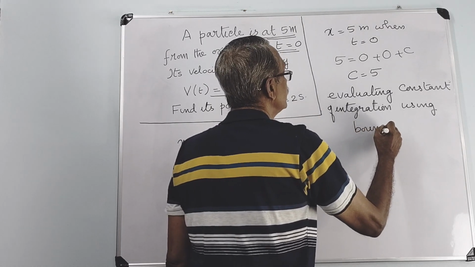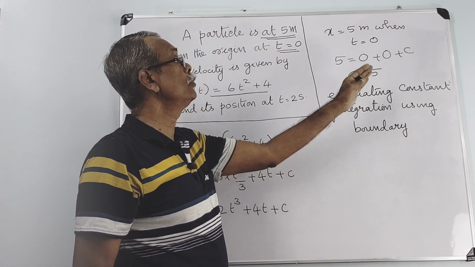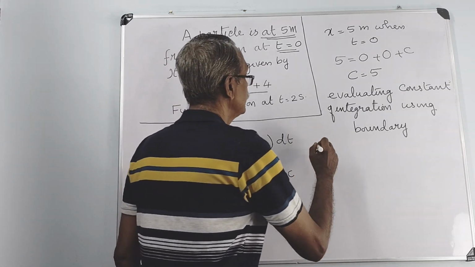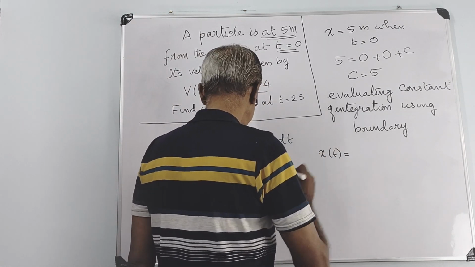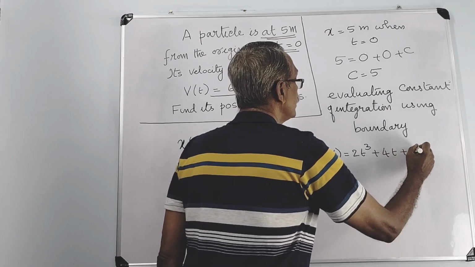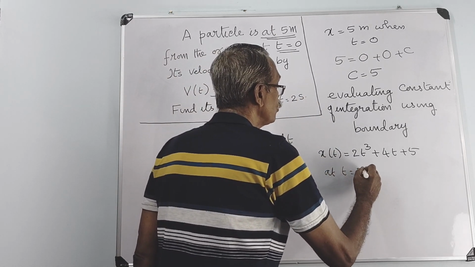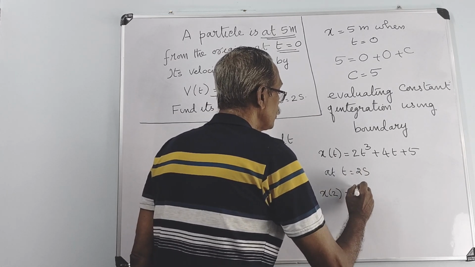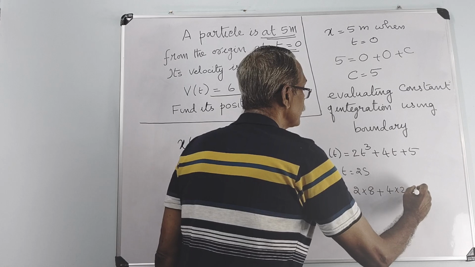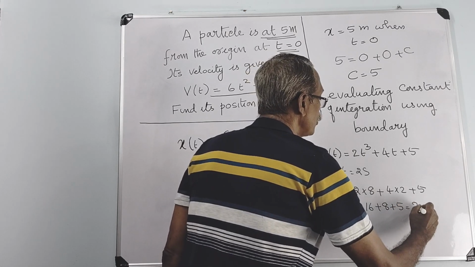Boundary condition means at some instant of time, usually it will be at t is equal to 0. The value is given. Using that value, you evaluate the constant. That is how you convert this indefinite integral to a definite integral. Therefore, our x(t) now becomes 2t cube plus 4t plus 5. You are asked to calculate the position of the particle at t is equal to 2 seconds. At t is equal to 2 seconds, that is x(2) is equal to 2 multiplied by 2 cube is 8, plus 4 multiplied by 2, plus 5. That is equal to 16 plus 8 plus 5 equal to 29 meters.